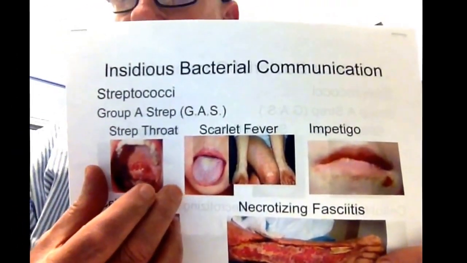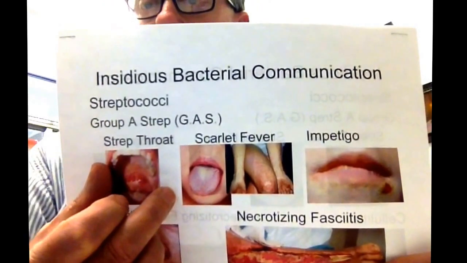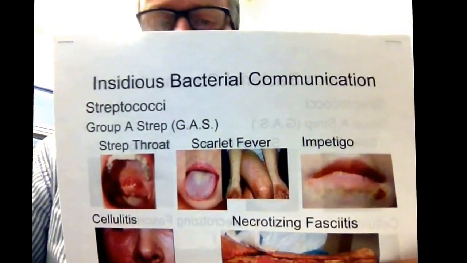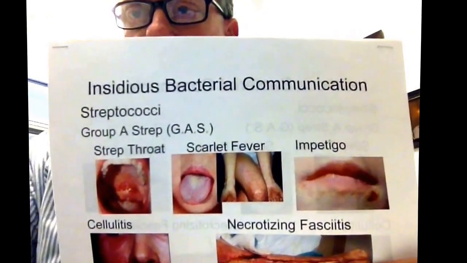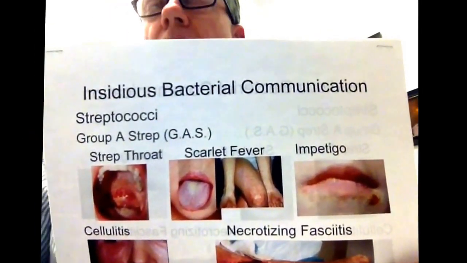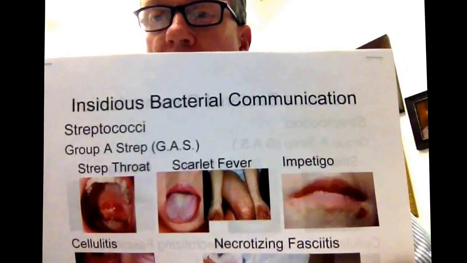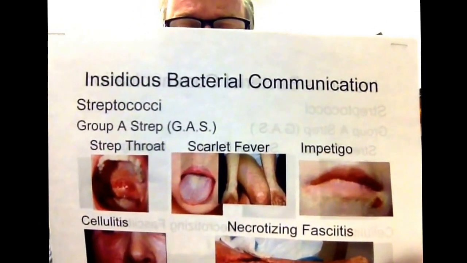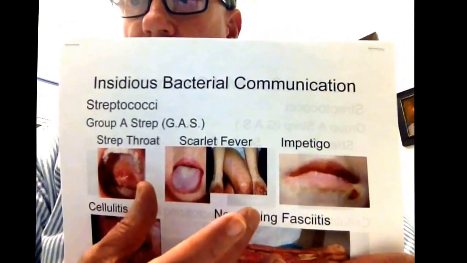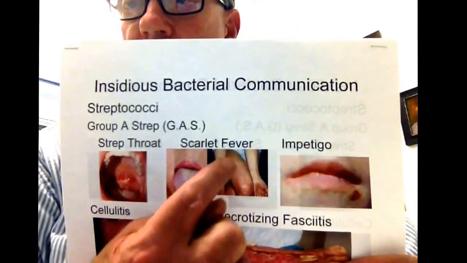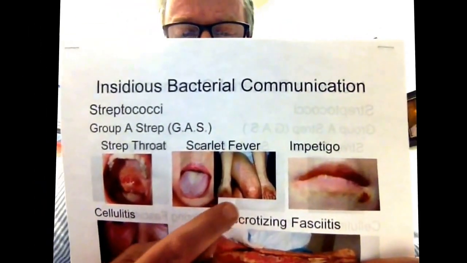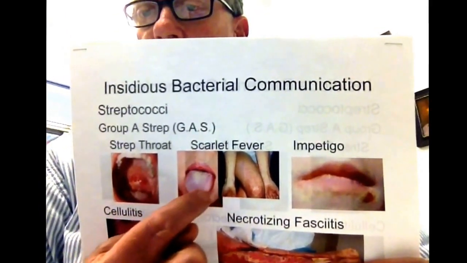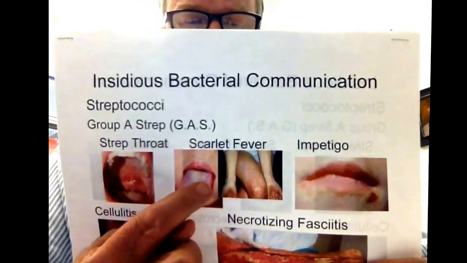The first manifestation of an infection is strep throat, and this is where the throat is very red and very, very painful. And then scarlet fever, a condition of the skin. This rash is scarlatina, and the tongue takes on a stippled appearance, little dots on the skin.